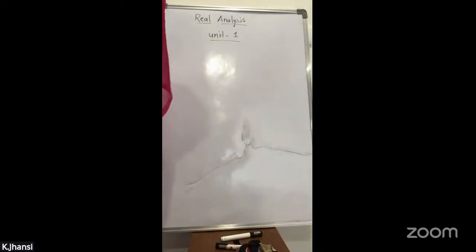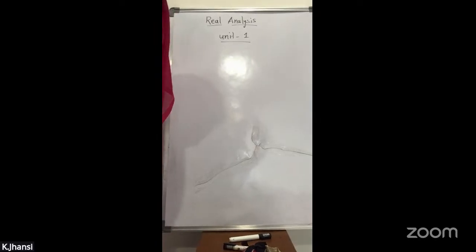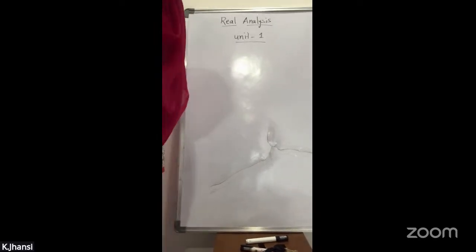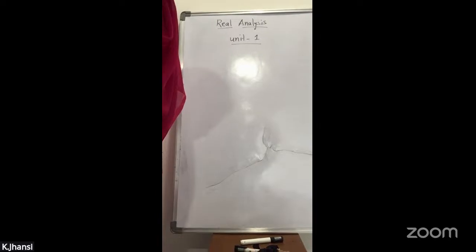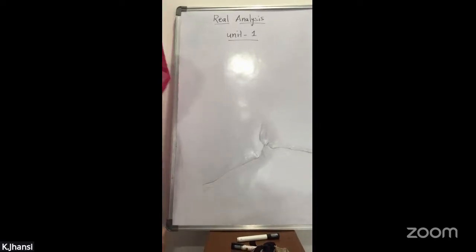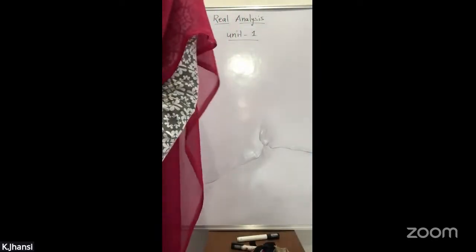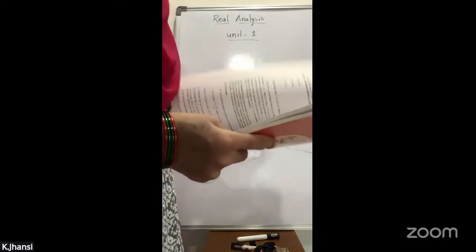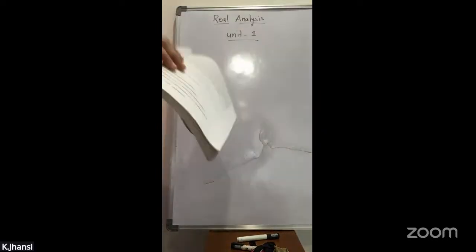Okay, students. Yesterday we have seen some topics of real analysis. So today we'll see unit 1. In unit 1, I have told what are the important topics we have here. So the first unit is real number system and completeness.